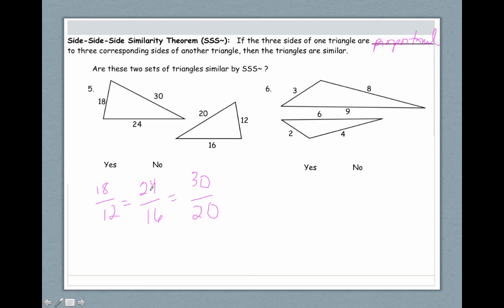So is 18 over 12 3 halves, 3 halves, 3 halves. Yes. So over here, again, smallest first, so 3 over 2. Does that equal, let's see, I guess 8 goes with that one. 8 over 4, and does that then equal 9 over 6? 2, 3 halves, no.